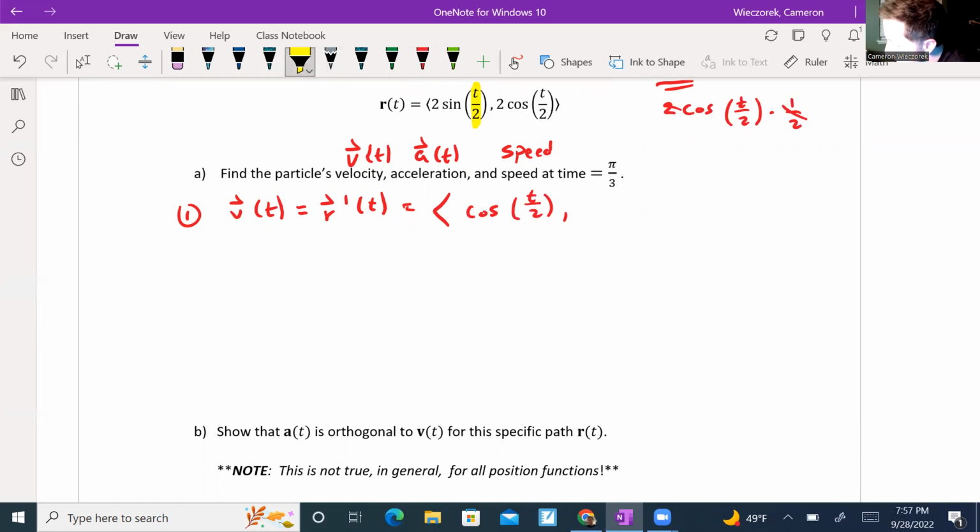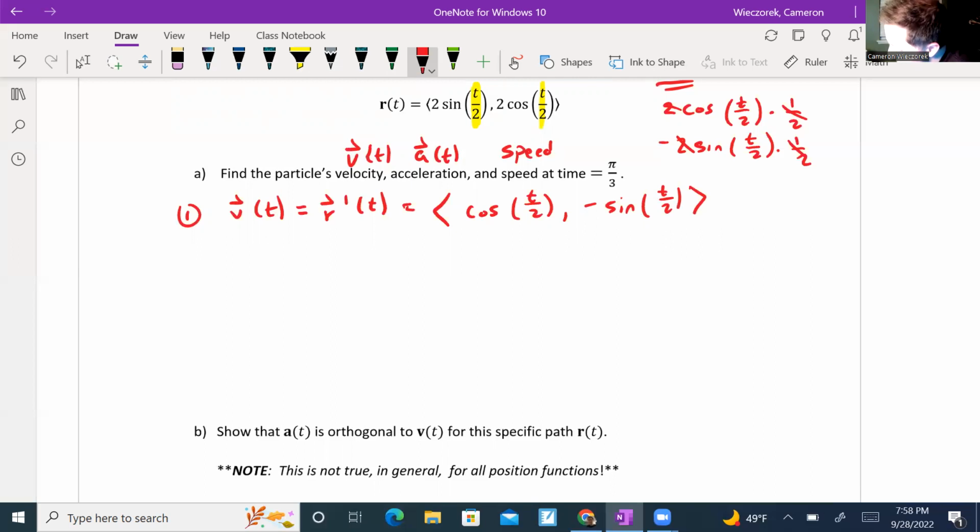Taking the derivative of the second part, we're going to have chain rule again. Derivative of cosine would be negative sine. So negative 2 sine t over 2, chain rule times 1/2. The 2's go away. So I get negative sine of t over 2. Okay, so there's my velocity.